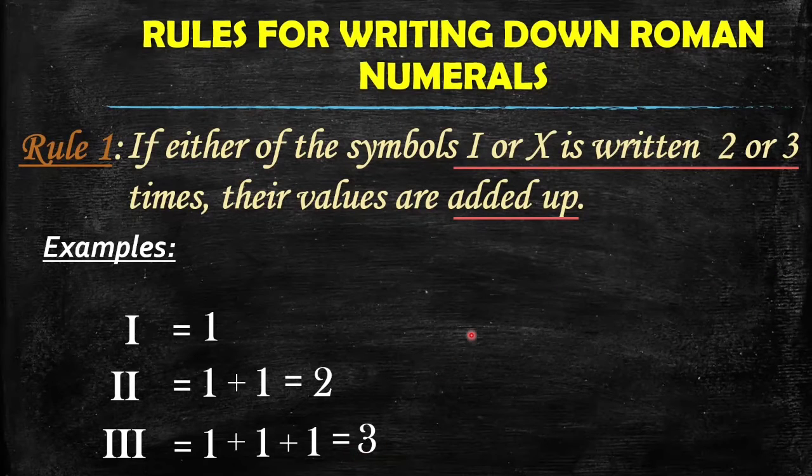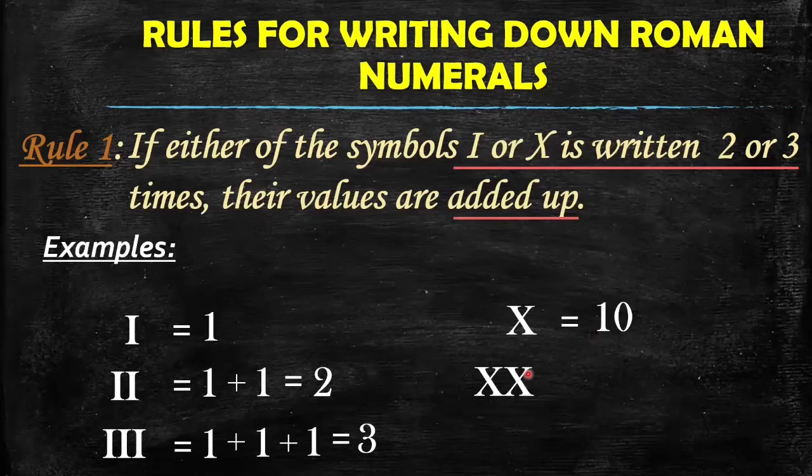In the fourth example, we have the letter X. X means the number 10. The last example, we have XX. The letter X is repeated twice, 2 times. So we are going to add up the value of X 2 times. So 10 plus 10 equals 20.